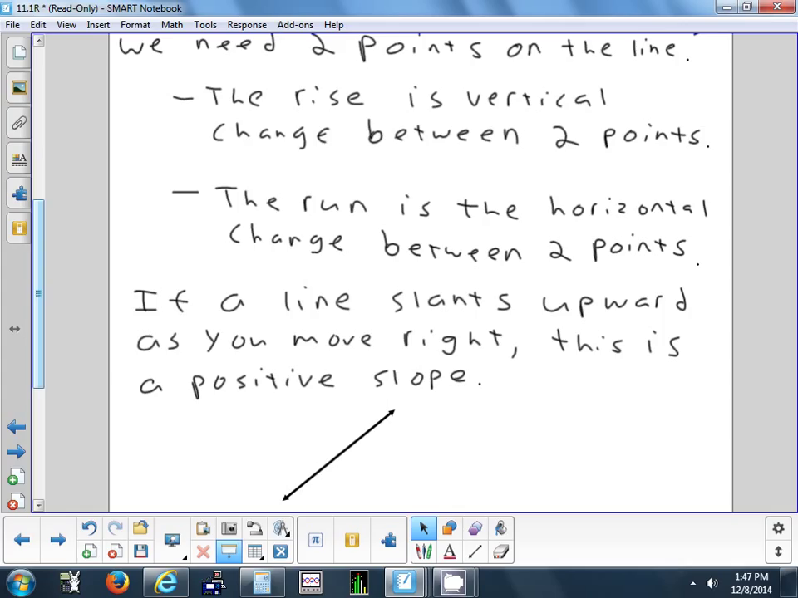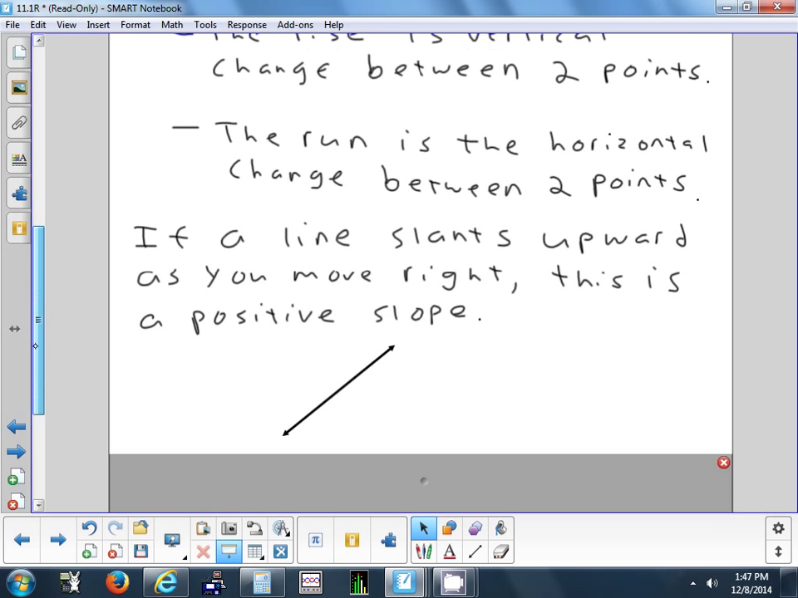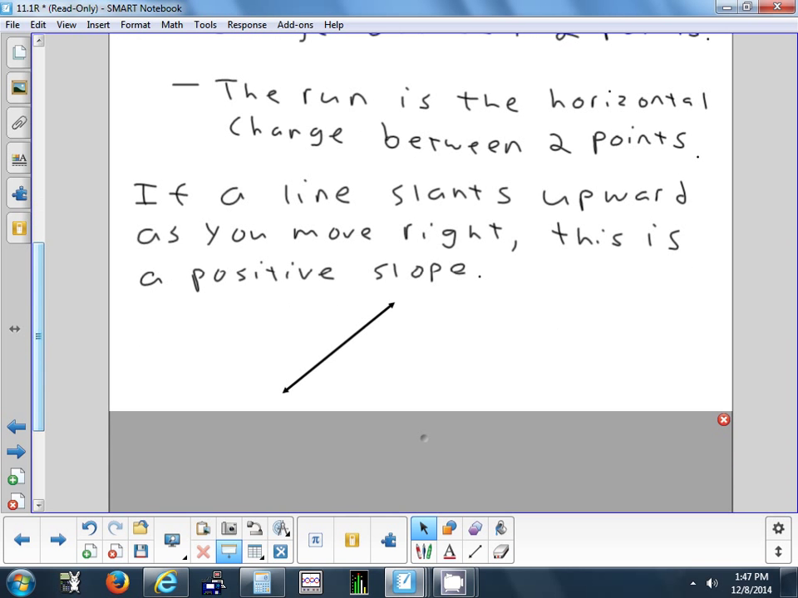All right, so guys, in your little box there, slant of a line. In that first box, right below where it says slant of line, you want to draw a line that looks just like this. Exactly like that one, as close as you can.